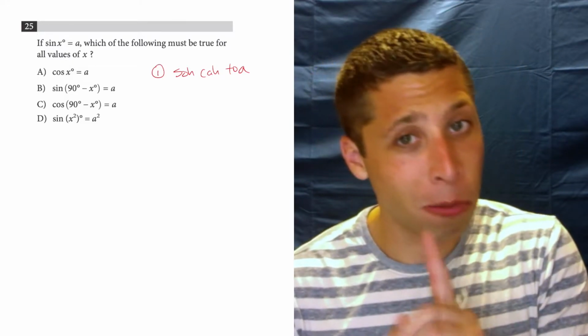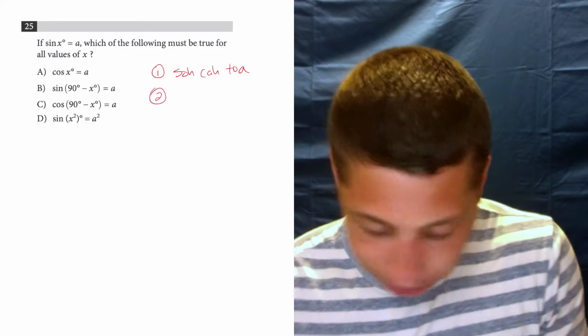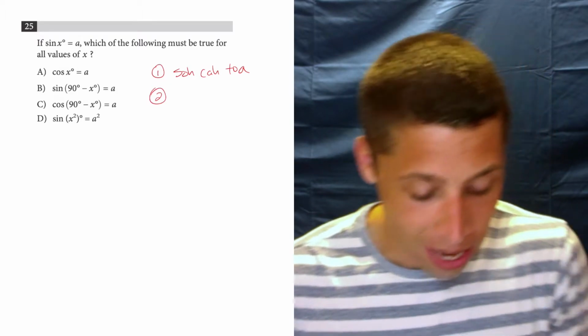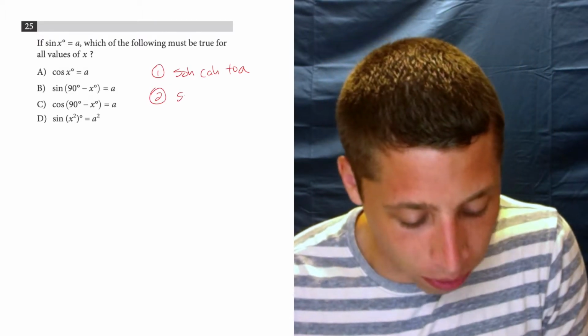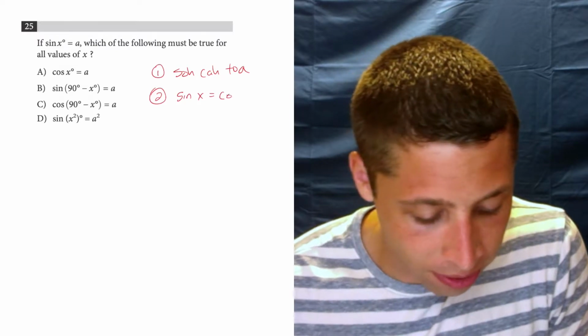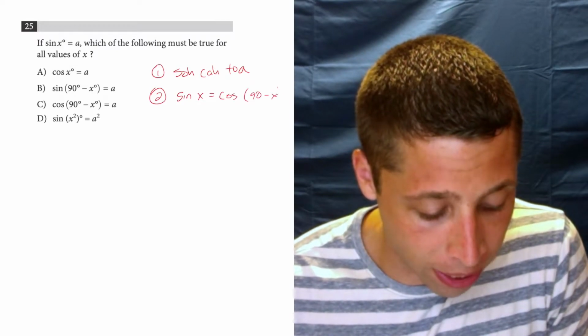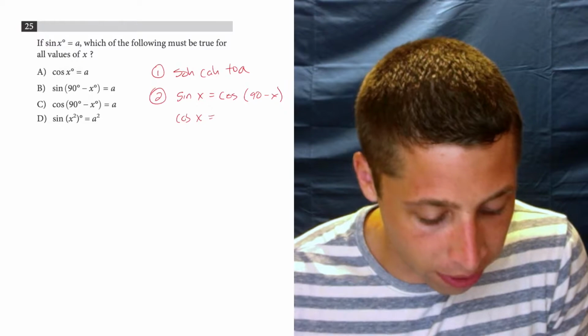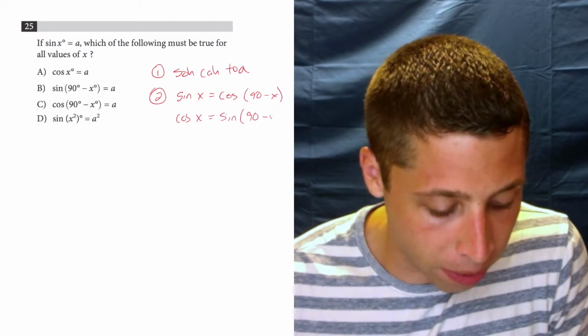But if we did the homework, we do know that packet, we know the other rule. It basically comes in two forms, and they're equivalent. Sine of x is equal to cosine of 90 minus x, and cosine of x is equal to sine of 90 minus x.